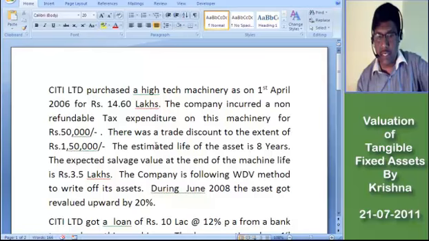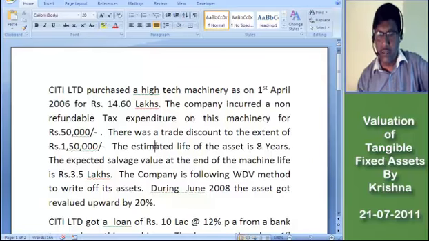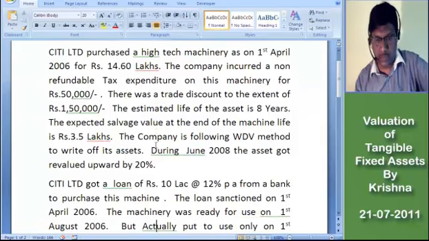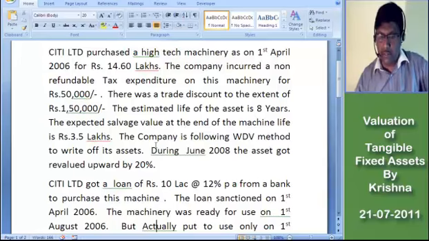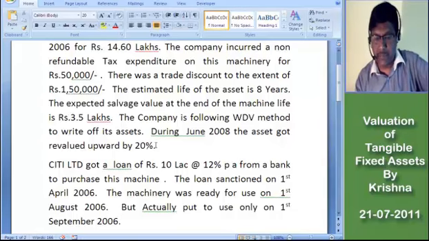The expected salvage value at the end of the machine life is 3.5 lakhs. The company is following WDV method to write off its assets. During June 2008, the asset got revalued upward by 20%. City Limited got a loan of rupees 10 lakh at 12% per annum from a bank to purchase this machine.